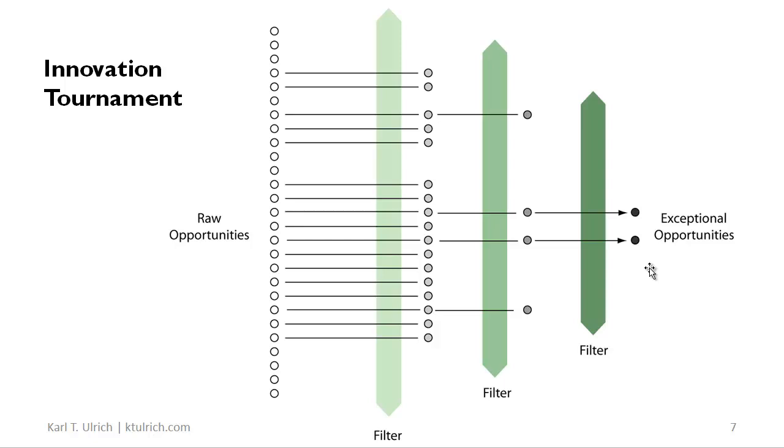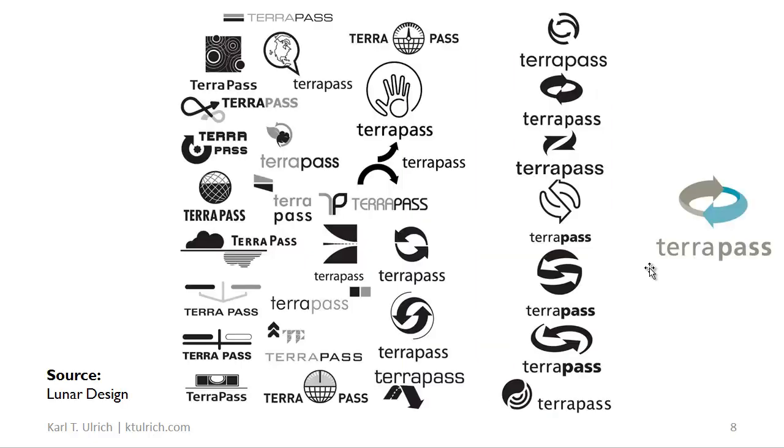Now, innovation tournaments are used in all kinds of design domains. So here's another example from Lunar, which is the development of the TerraPass graphic identity. TerraPass is a company that I founded, and Lunar did the graphic design and the graphic identity for that TerraPass brand. And you can see here in this tournament process, Lunar identified several hundred graphic design concepts. They then created these few dozen that were actually rendered using an illustration tool, made a little bit more formal.